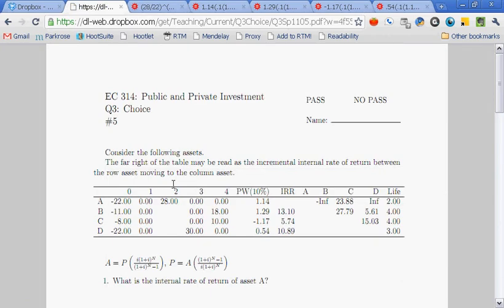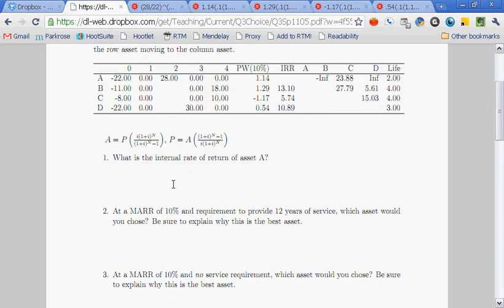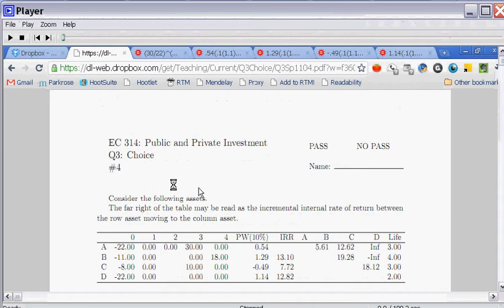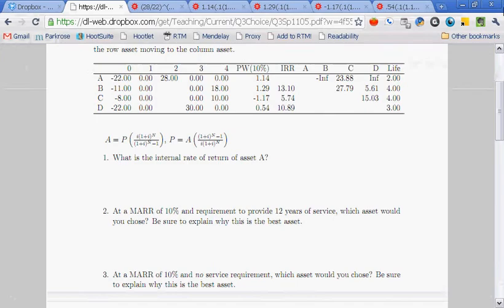Question number 3 is asking you which is the best asset when there's no service requirement. Here, this is just your classic exclusive choice criteria, so you're just picking the asset with the highest present worth calculated for you. And so the one that you're looking for is asset B because it has the highest present worth.